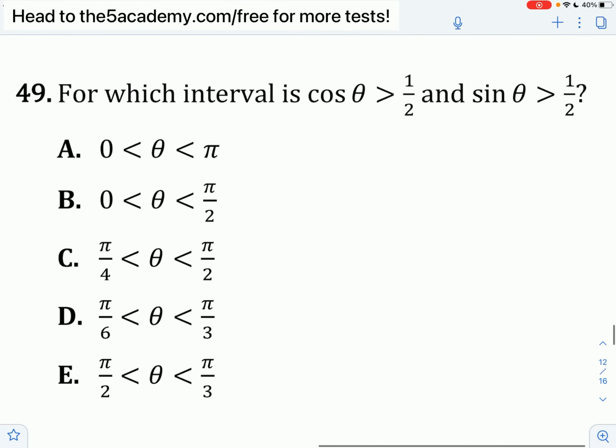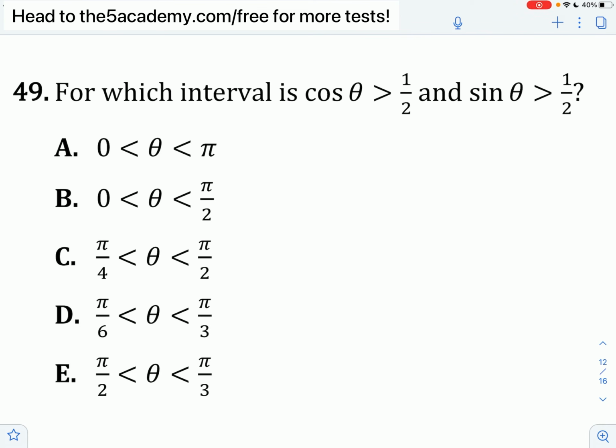For which interval is cosine theta greater than half and sine theta greater than half? So we can use the unit circle and check all of the values. I'm just going to plot the values of cosine theta and sine theta. So this is 1, 0. Remember, x is cosine, y is sine. This is going to be 0, 1. This is negative 1, 0, 0, negative 1.